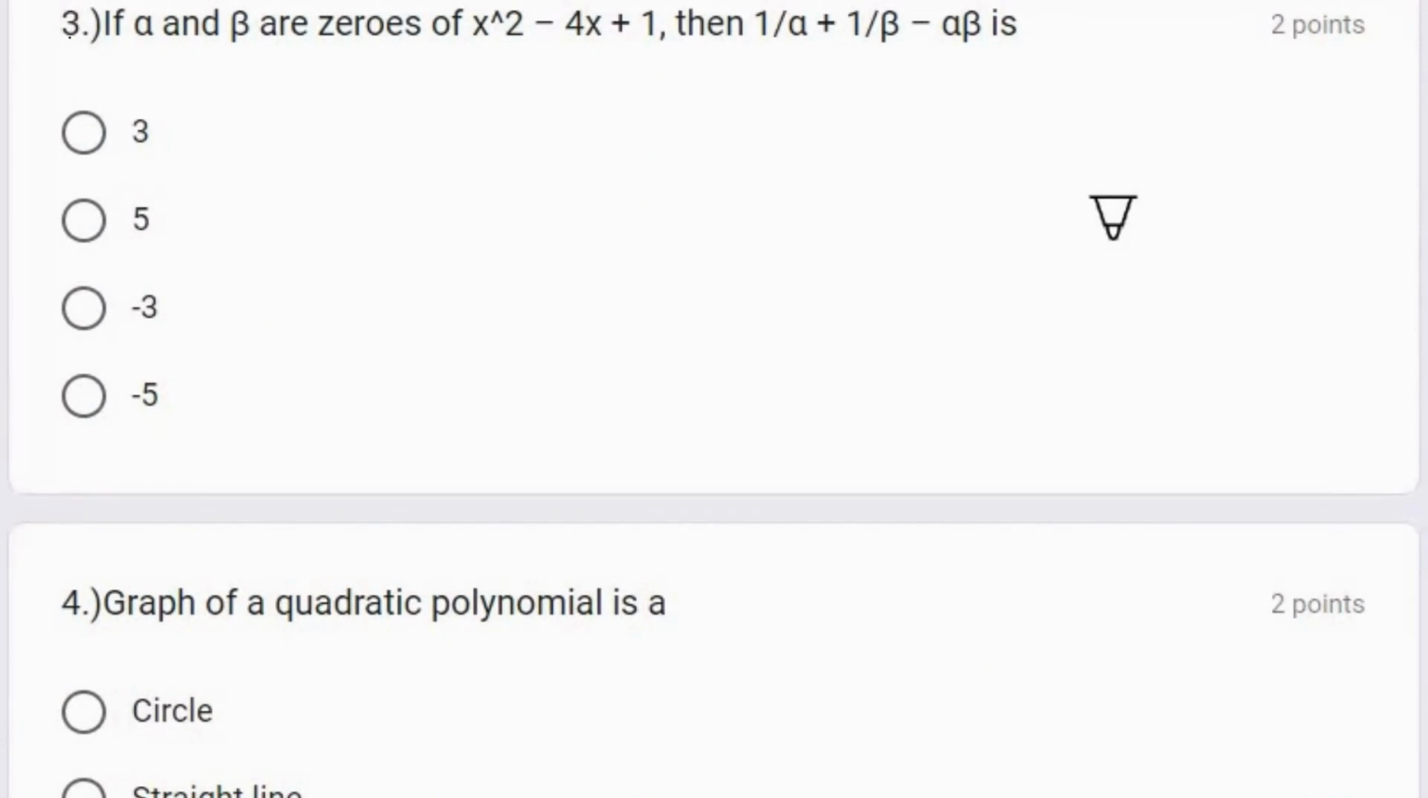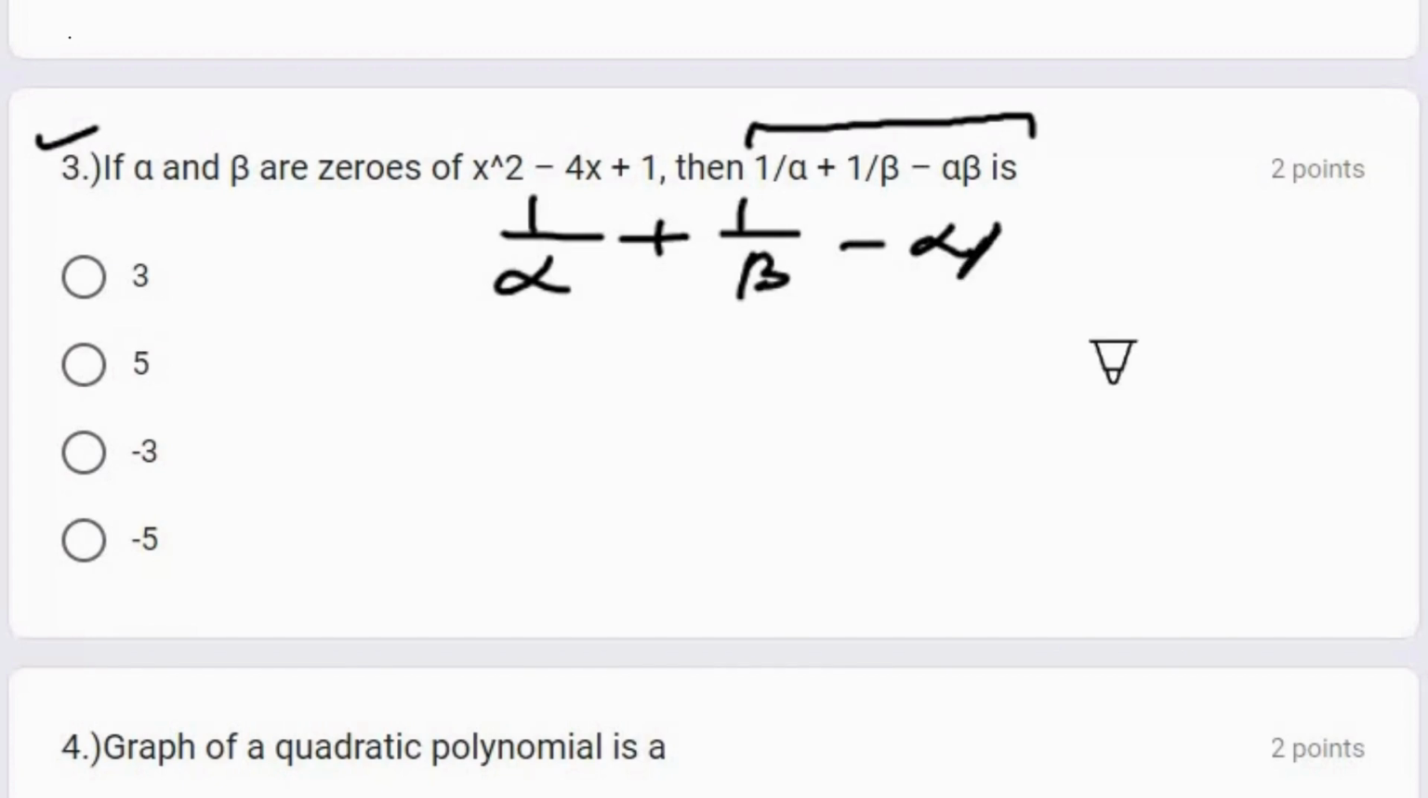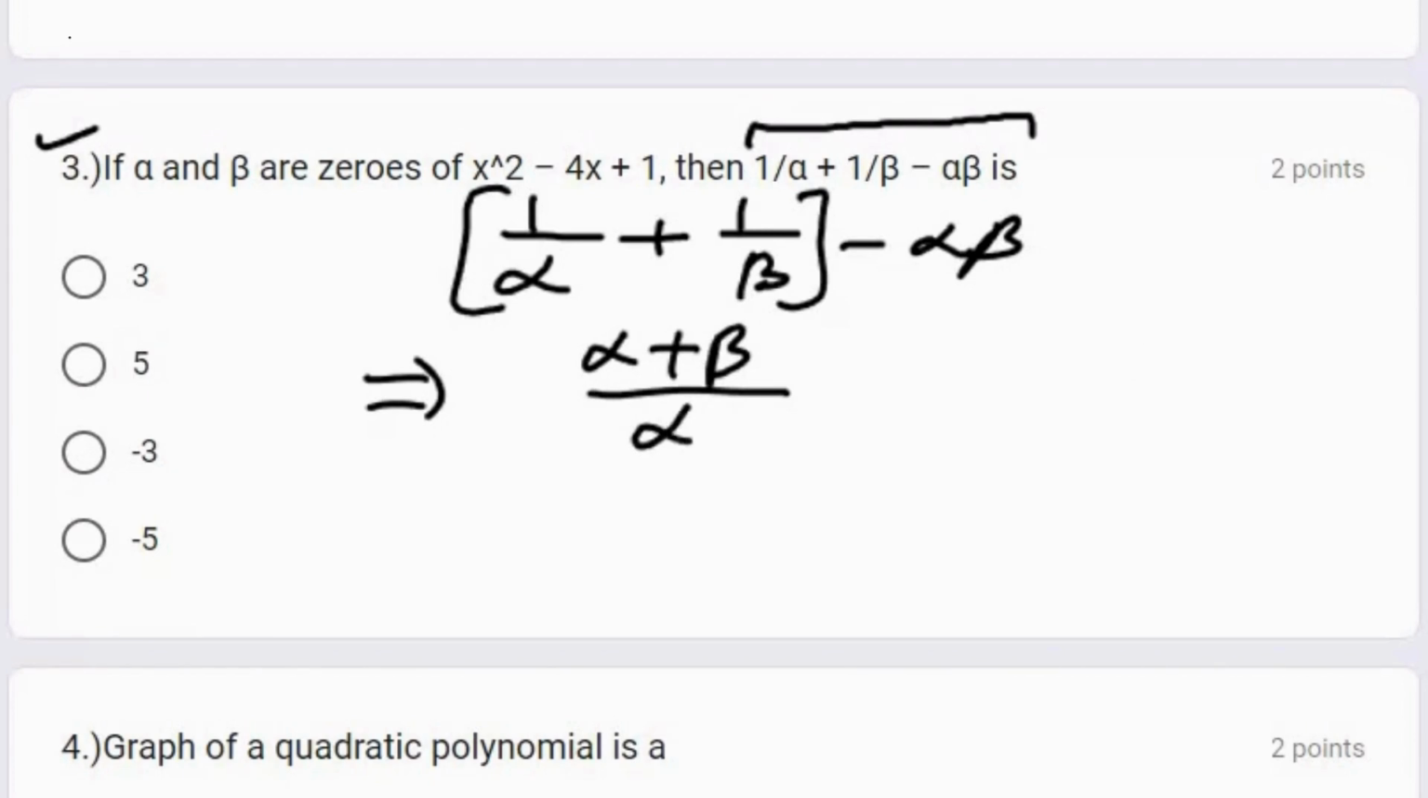Coming to third question, if alpha and beta are zeros of x square minus 4x plus 1, we are supposed to find the value of 1 by alpha plus 1 by beta minus alpha beta. First, let us simplify the expression whose value we are supposed to find, 1 by alpha plus 1 by beta minus alpha beta. Okay, so this part first. So this gives us beta plus alpha by alpha beta, which we can write as alpha plus beta, which is sum of zeros, by product of zeros, minus product of zeros.